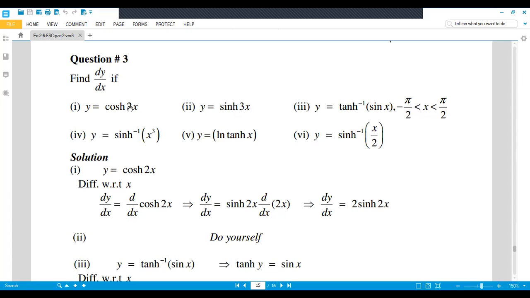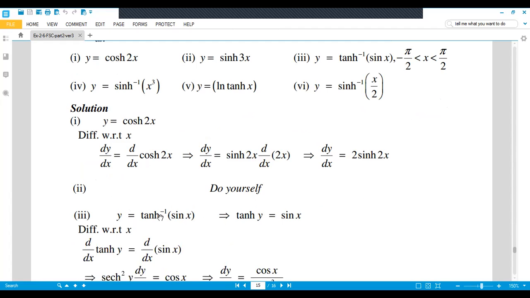Second one, you do it just like the first. The derivative of sinh 3x will be cosh 3x, and then you take the further derivative of 3x, which will be 3. So 3 will come as the coefficient and you will get 3 cosh 3x. So you try it by yourself. Come to the third one.